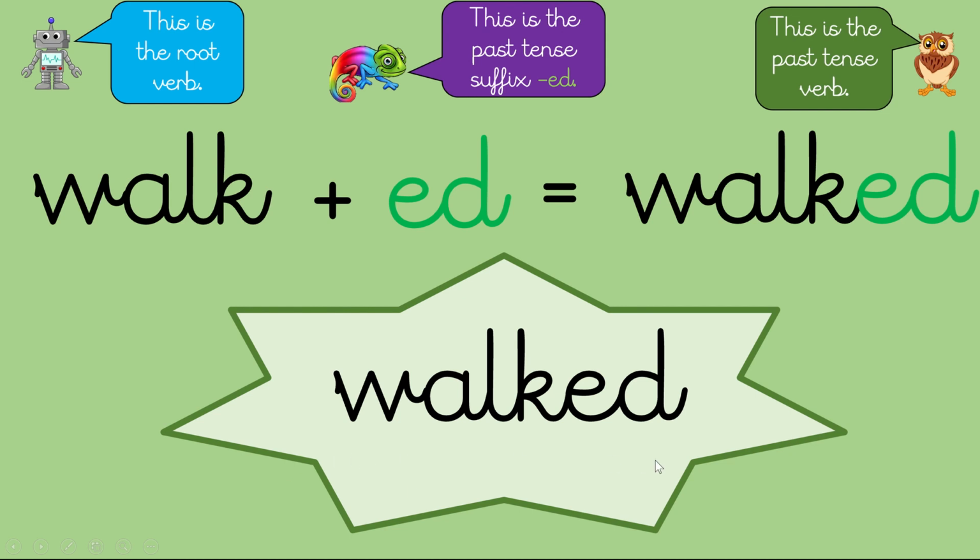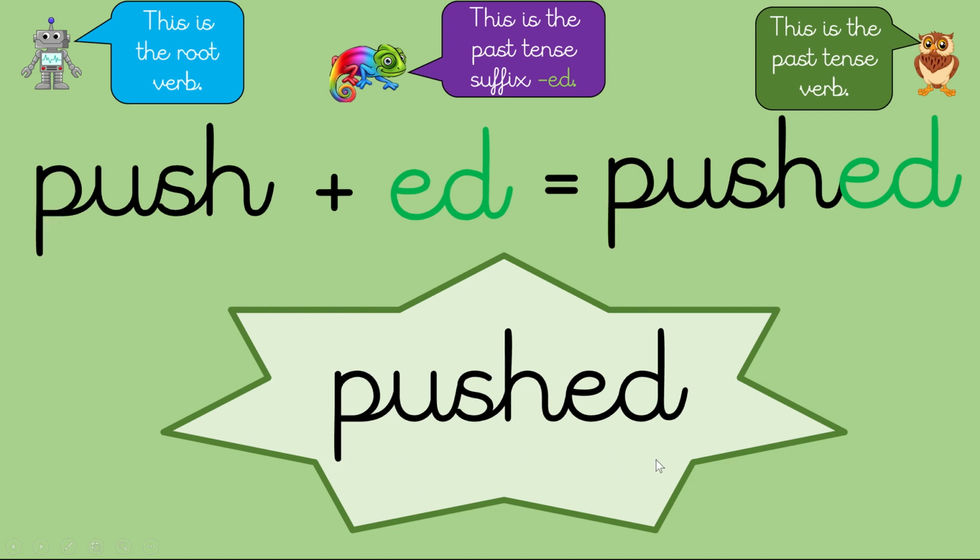Super. Walked. Let's have a look at the next one. So what is the root verb? Brilliant. It's push. And what's our past tense suffix? Brilliant. It's the e and the d. And now, can you read the past tense verb?